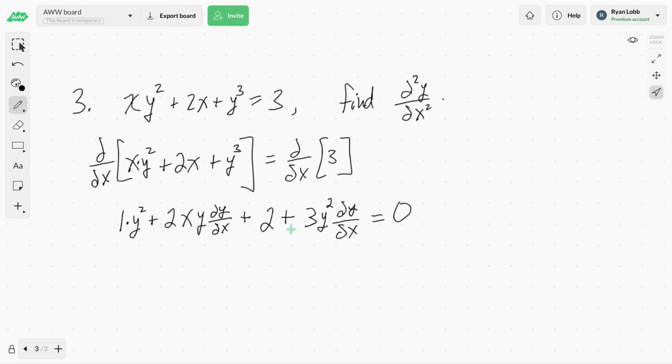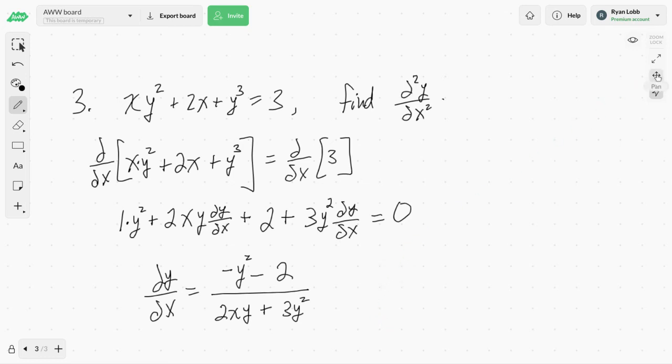Now we want to solve for dy/dx here, which means we're going to move the y squared over. We're going to move the 2 over. We would have then this term and this term. Factor out dy/dx and solve. If we do that, we're going to get dy/dx equals negative y squared minus 2, and all that would be divided by 2xy plus 3y squared. So there's our first derivative.